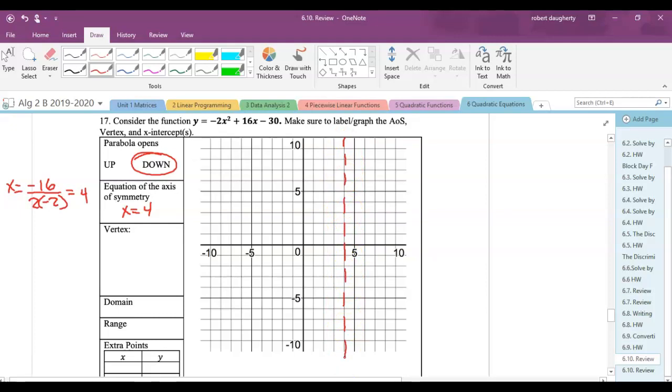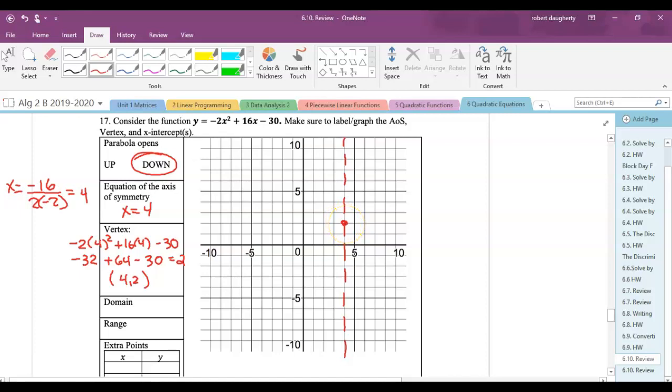And where is the vertex on this guy? So the vertex, what happens when you plug in a 4? So you get negative 2 times 4 squared plus 16 times 4 minus 30. So this is negative 32 plus 64 minus 30. So this is what, 32 minus 30, which is 2. So my vertex is (4, 2). Okay.